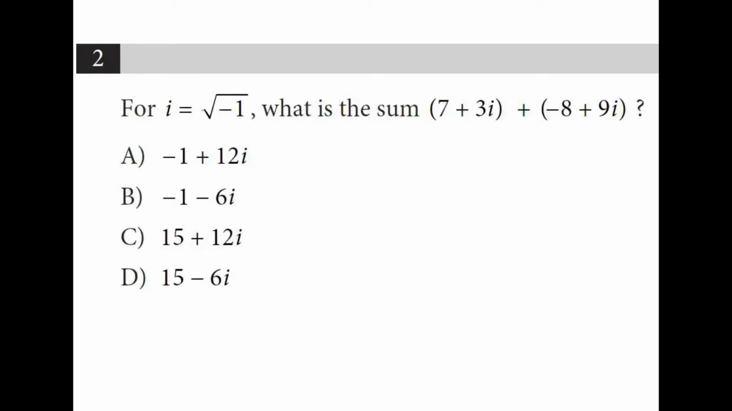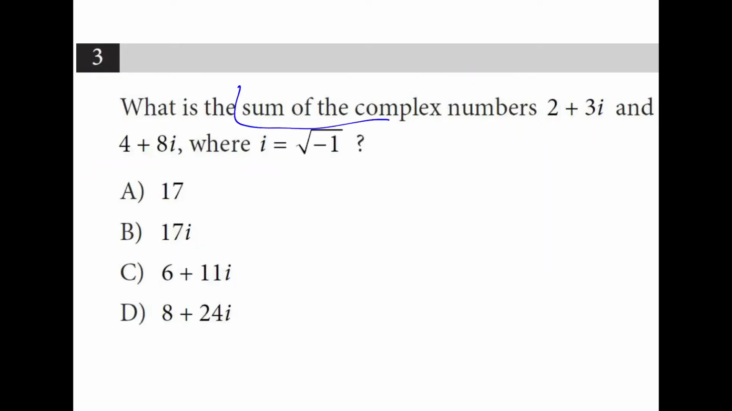What is the sum of 7 plus 3i plus negative 8 plus 9i? You can treat i's just like x's and combine like terms. So 7 plus negative 8 is a negative 1. 3i plus 9i is a 12i. The answer is A.